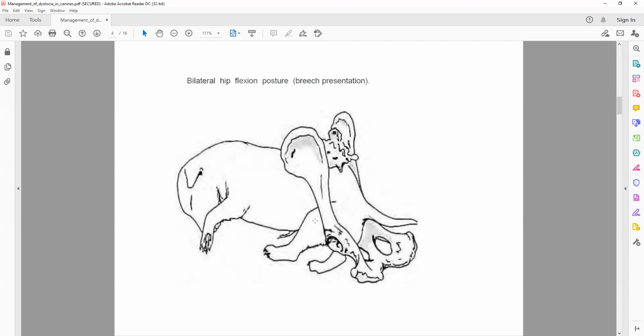But within posterior presentation, the hind limbs should be extended. Hind limbs पीछे की ओर खींचे हुए होने चाहिए. ये क्या है, ये देखिए आप, ये एब्डोमेन के नीचे जा रहे हैं. Okay, so this is flexed, whereas these hind limbs should be extended.